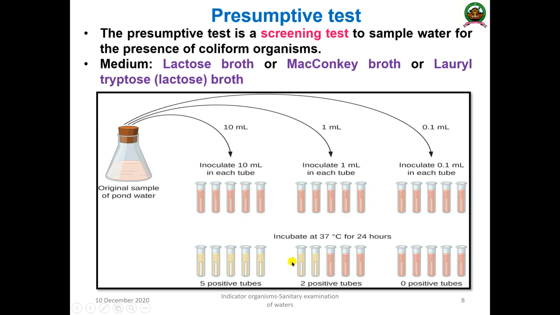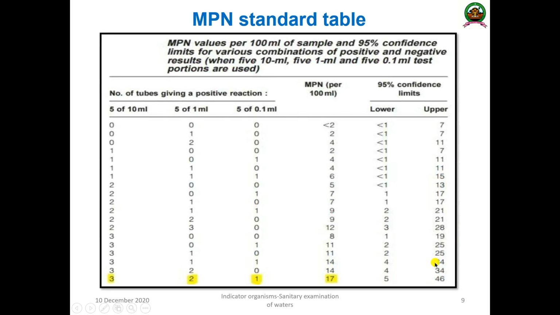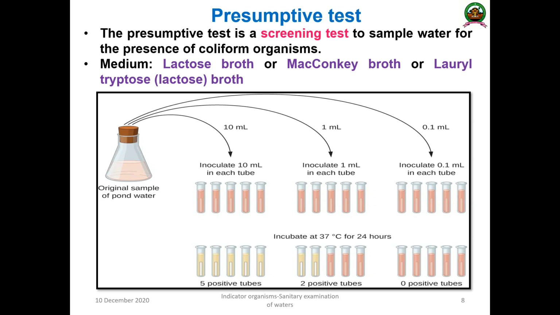Okay, that is 5. Here it is full 5. In the second set, how many positive tubes are there? Only 2. Okay. Third, how many positive tubes are there? That is 0. Okay. So here the numbers are 5, 2, 0. Instead of 5 you can use 3 also. Here 3, here 3, here 3, then it will be 3 2 0, okay.